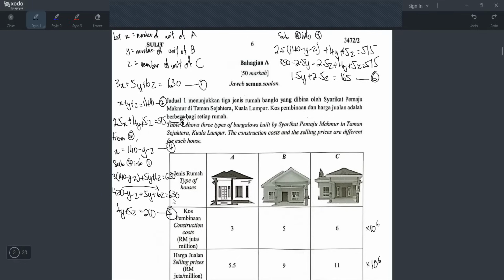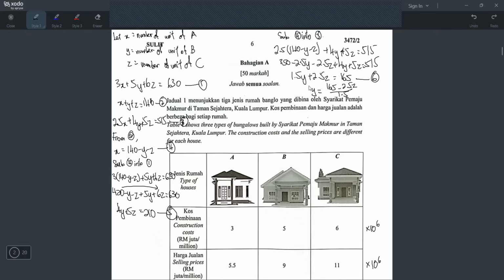Okay, if I do substitution, I can start from any equation I want. I can start from 5 also can, 6 also can. Let's start from equation 5. And then if I start from equation 5, what happens? Okay, let's start from equation 6. And then I find y, right? Means I make the y single. So if I find y, it will become what? 165 minus 2.5z over 1.5, right?